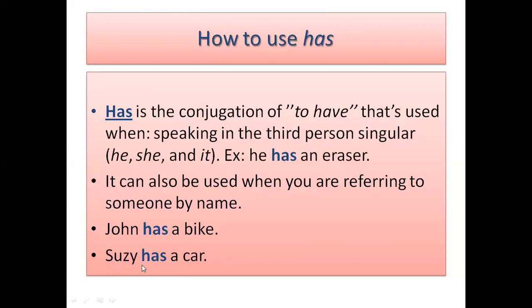The second example, Susie has a car. Susie, it's a name of a girl or a woman. So Susie has a car, or we can say she has a car, because Susie is the name of a girl, of a female. So when we have he, she, it, we use has. Or when we have a name of someone, of one person, we use has.